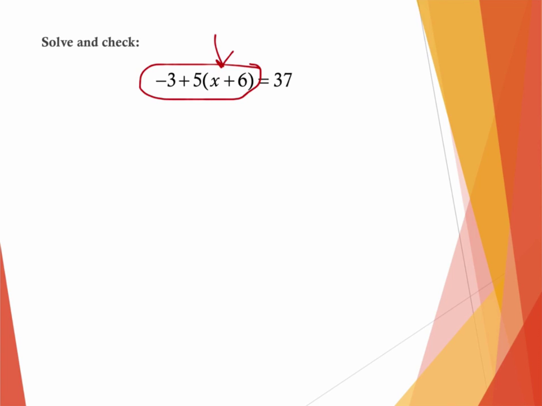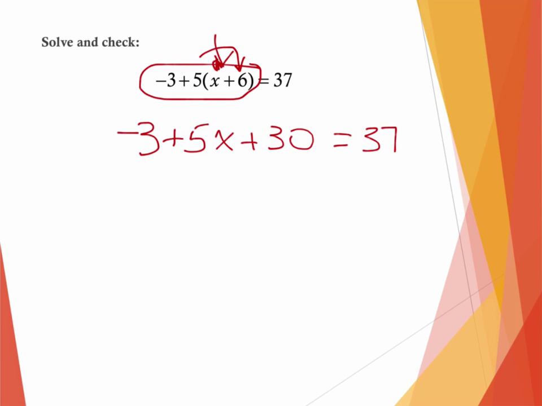Here I can multiply this entire set of parentheses by 5 by using the distributive property. So negative 3 plus 5x plus 30 is equal to 37. Now that I've used the distributive property and I've gotten rid of all the parentheses, I can combine my like terms. 5x plus 27 is equal to 37.